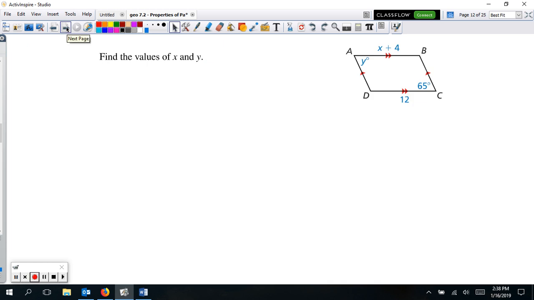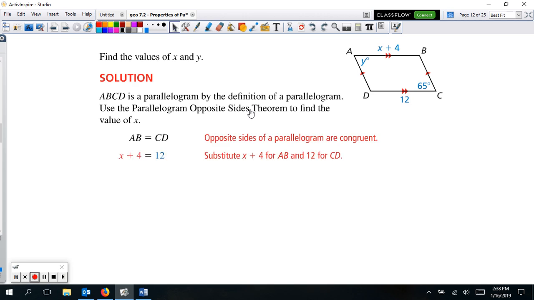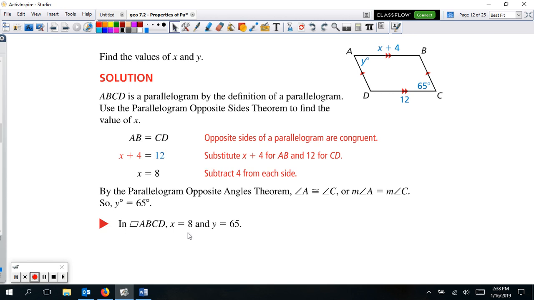Okay, so here's a quick little one, finding x and y. Opposite sides are going to be congruent, so we can make a little equation out of this. These two will equal each other. That's what they're showing right there. x plus 4 is equal to 12, and so that means x equals 8. And then the opposite angles are also congruent, so y is equal to 65 degrees. So x is 8 and y is 65.